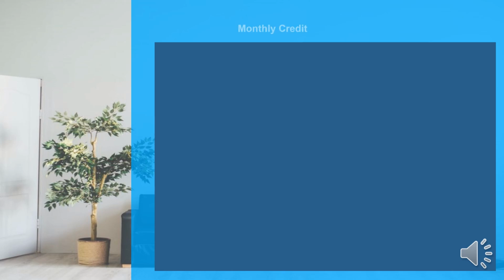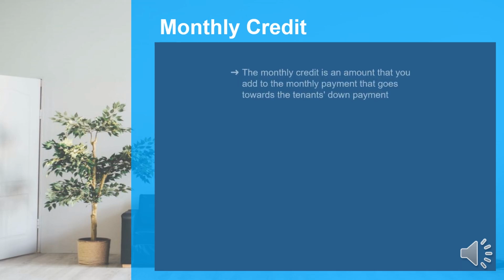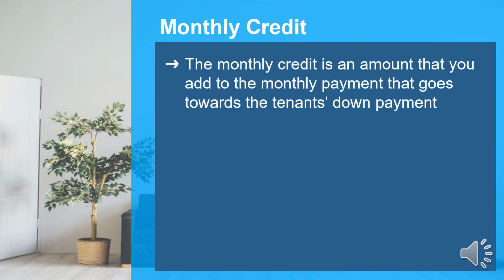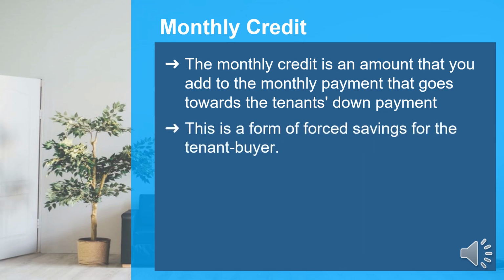Now let's look at the monthly credit. This is the second component that makes up the monthly payment. The monthly credit is the amount that you add to the monthly payment that will eventually go toward the down payment, which will be credited to the down payment when the tenant buyer buys. This is kind of forced saving for the tenant buyer. We also call it the additional rent. It depends on how you phrase it, but in the ALP system, we calculate it as the additional rent.